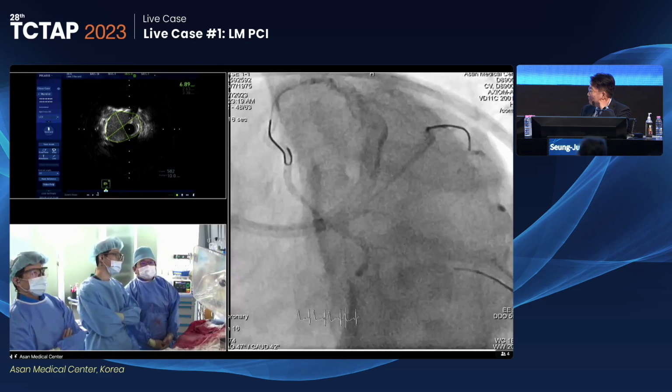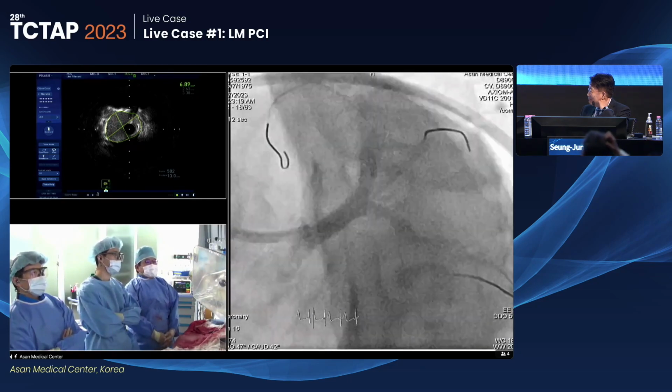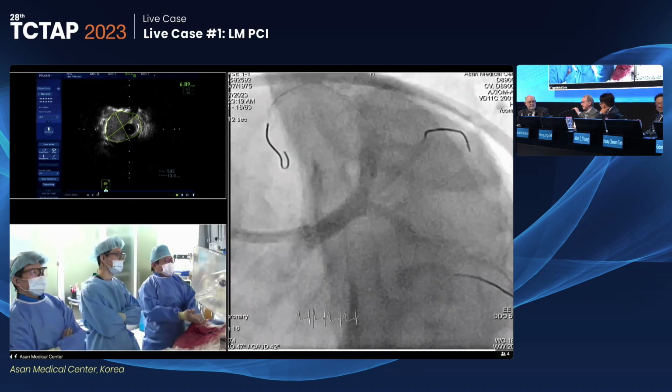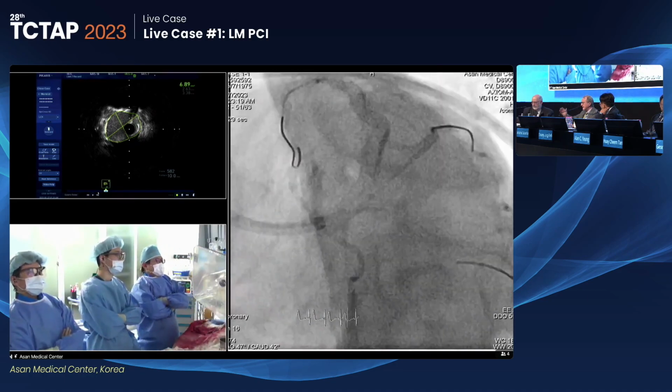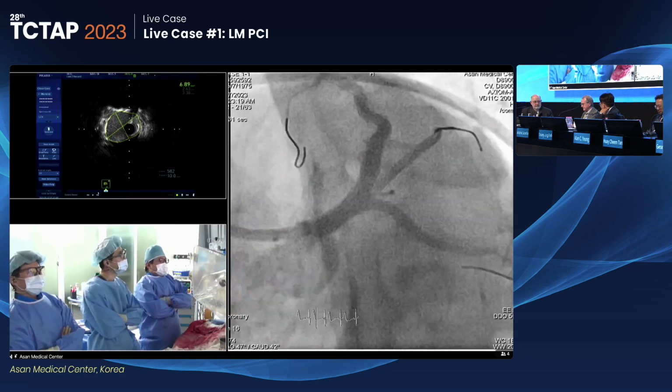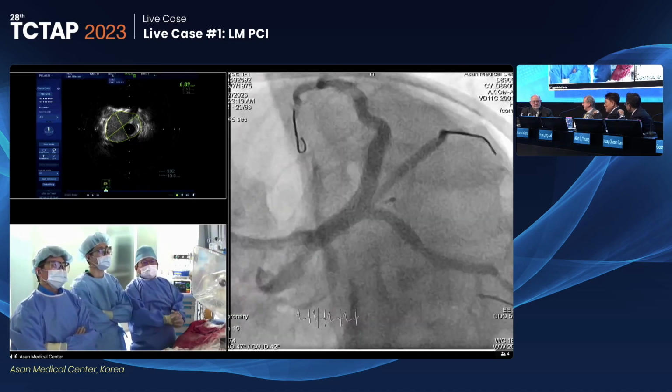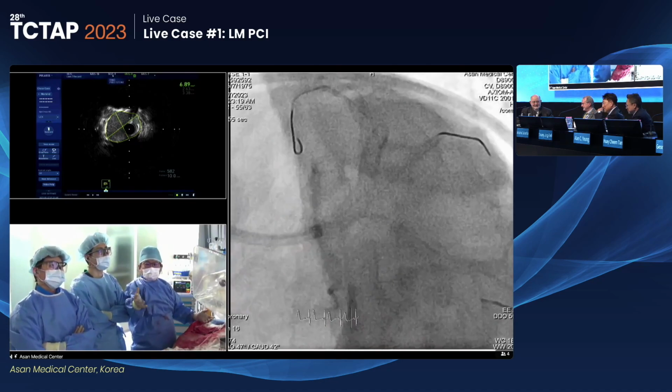You are kidding yourself if you think this is going to be patent at 5 years. Absolutely. You are really kidding. The only way is not to look. Don't look. So let's come back in 2028 and make sure that this vessel is open or closed. Diagonal branch?